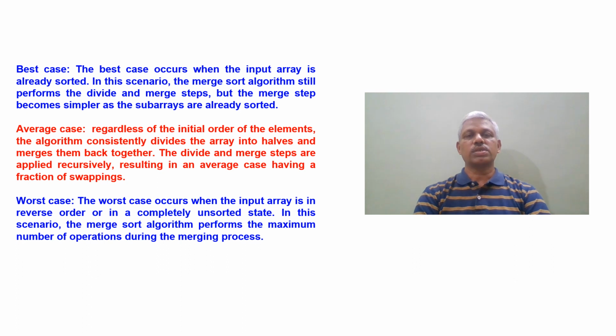Of course, in the average case, if some of the elements are in the sorted order and some of the elements are in the unsorted order, reverse order, then it becomes the average case. But more or less, all the three cases will have similar time complexity for smaller subarrays. For larger subarrays, a marginal difference may occur.